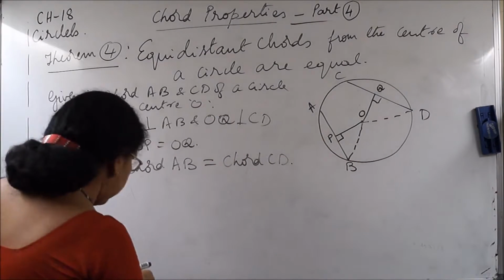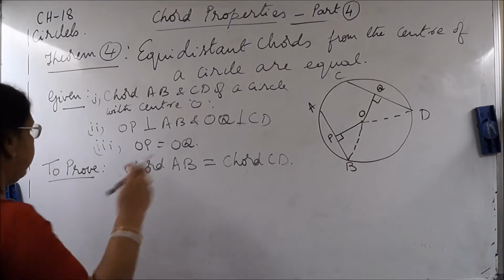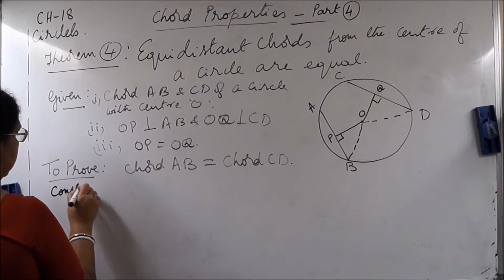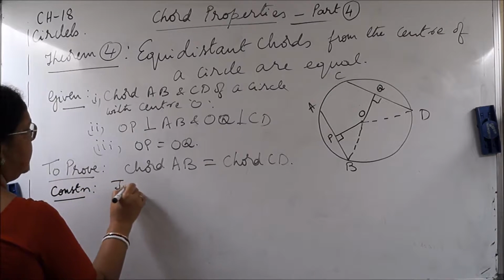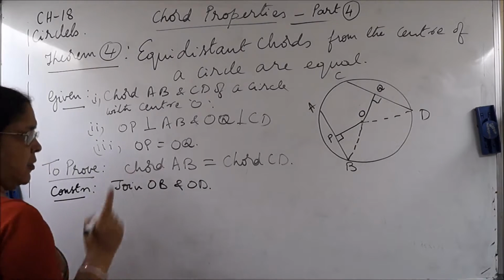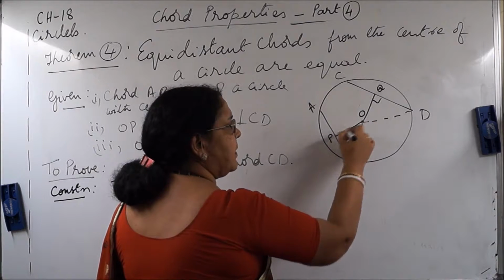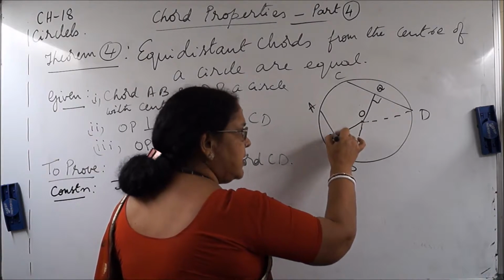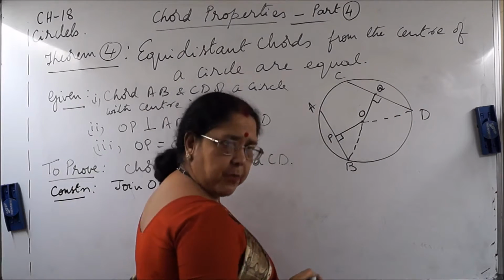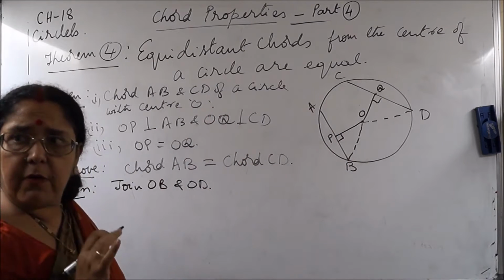So in order to do that, we will again prove that these two triangles are congruent. So for that, first of all, construction: join OB and OD. Now, from the previous knowledge, we know that since OP is perpendicular to AB, P is the midpoint of AB, and since OQ is perpendicular to CD, Q is the midpoint of CD. This much we know from our previous knowledge.